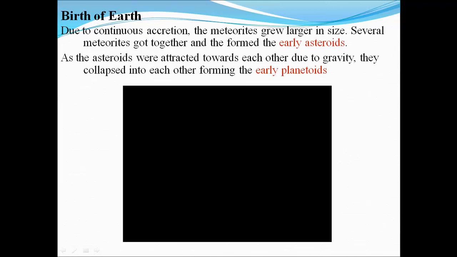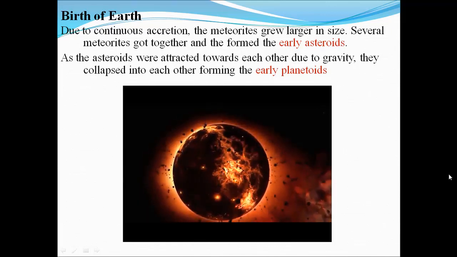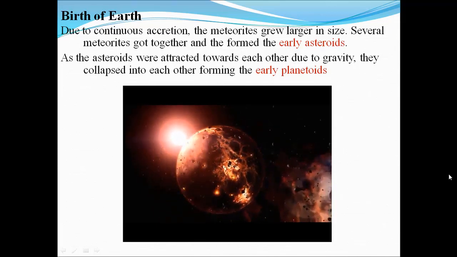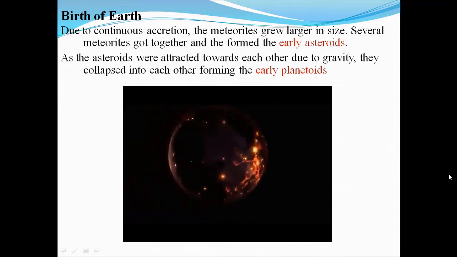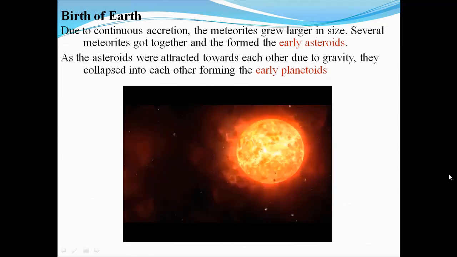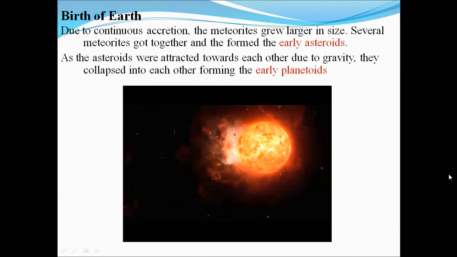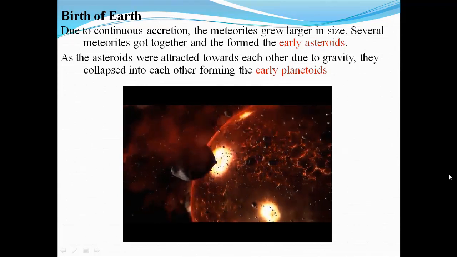Now we'll understand how the Earth evolved, or the birth of Earth. Due to continuous accretion, the meteors grew larger in size, as you can see in this video clip. The early Earth, molten, flickering, large meteors and asteroids bumped on Earth. Several meteors got together and formed the early asteroids, among them this molten Earth. As the asteroids were attracted towards each other due to gravity, they collapsed to form the early planetoids.